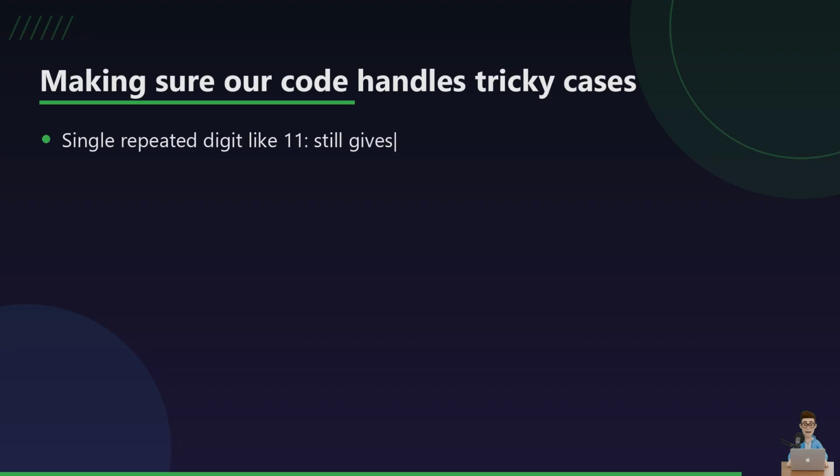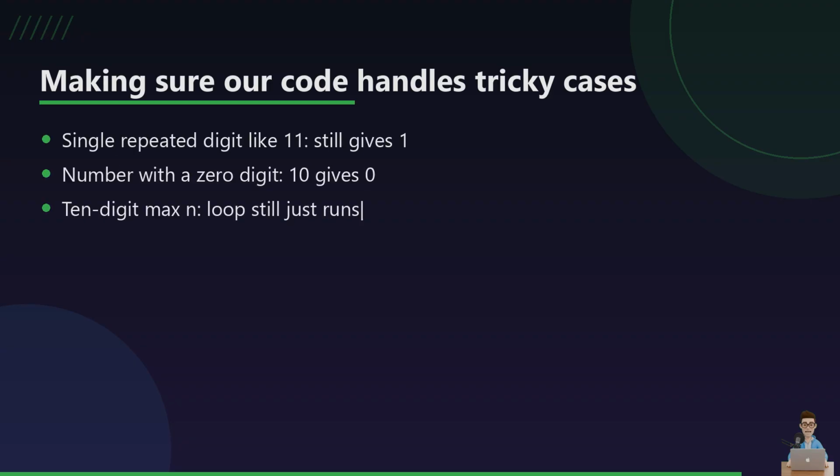Let's double check our solution actually works in a few tricky situations. If both digits are the same, like 11, we just saw that max2 still fills in correctly, giving us 1 times 1 equals 1. If there's a 0 somewhere, like in the number 10, the answer correctly comes out to 0, since anything times 0 is 0. And no matter how many digits the number has, our loop just goes through them once. It doesn't get confused or slow down.